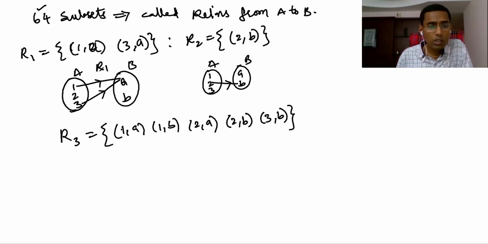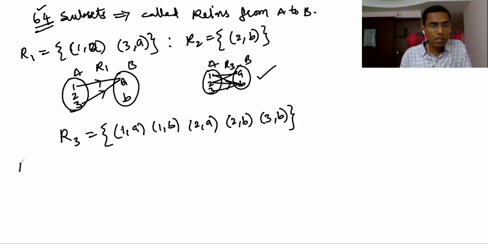Here this is R1. We write like this actually. This is R2. R3 I am writing here. So what is that R3? 1A, 1B, 2A, 2B, 3A not there, 3B, like this. This is R3. So like that, 64 subsets exist. So these are all called relations from A to B.